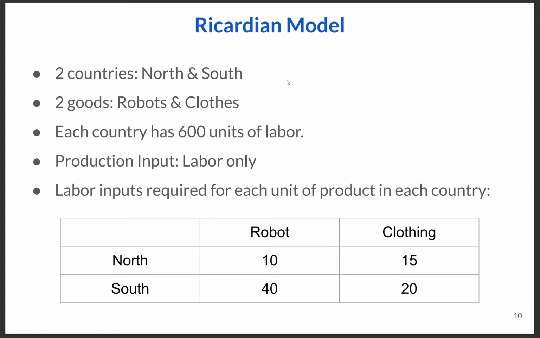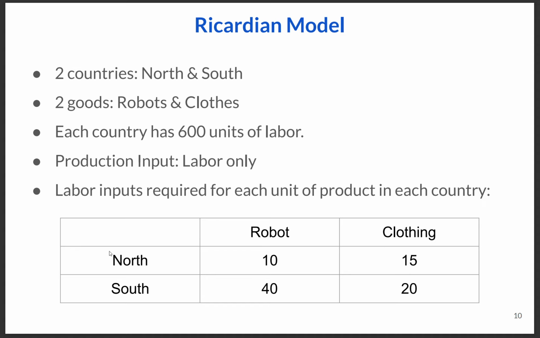Suppose there are two countries, the North and the South. There are two goods, robots and clothes. Each country has 600 units of labor. The production of any goods only requires labor. The labor inputs required for each unit of product in each country are listed in this table.